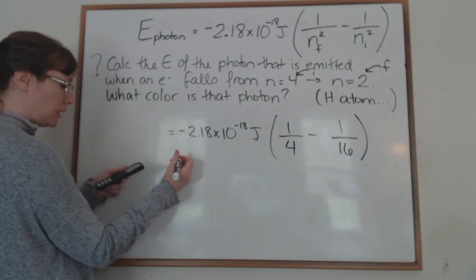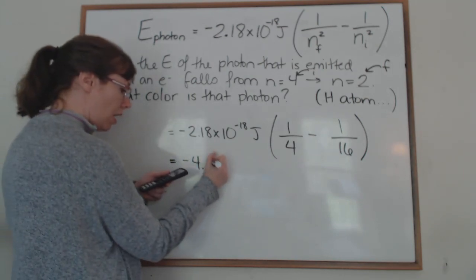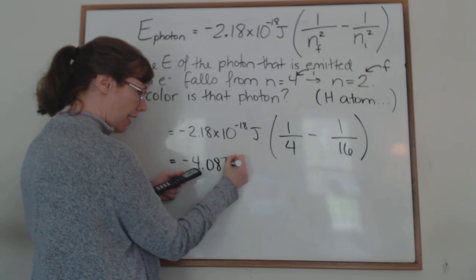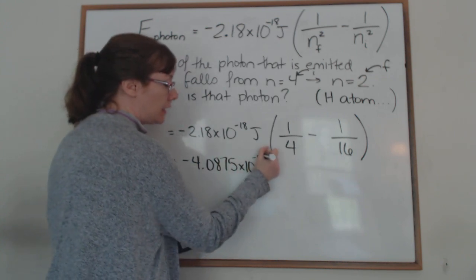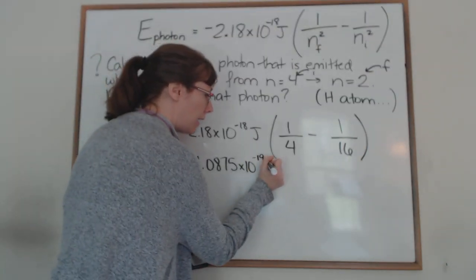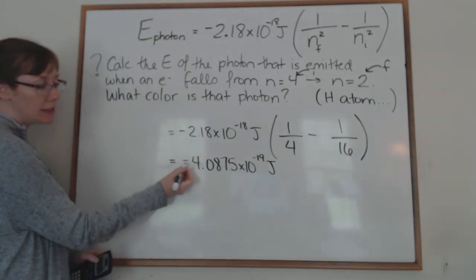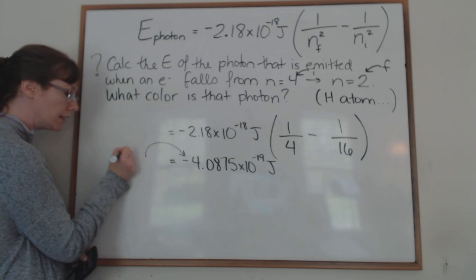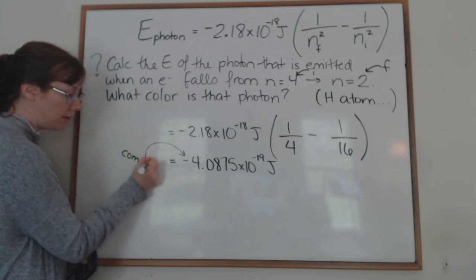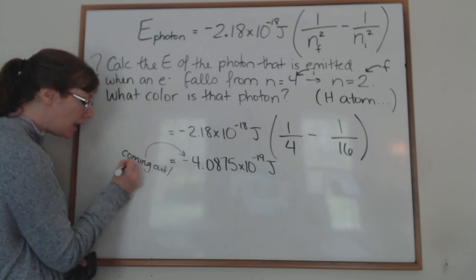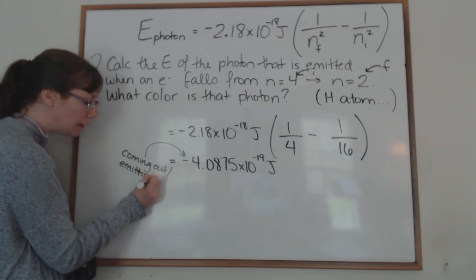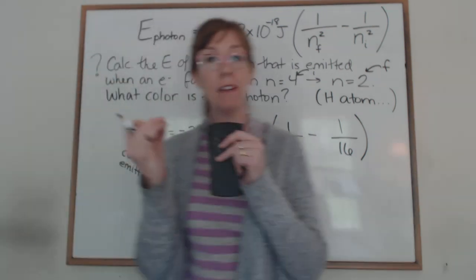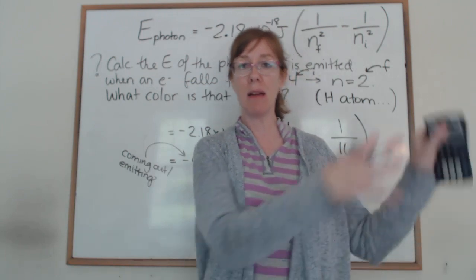And I'm getting the energy of the photon is negative 4.0875 times 10 to the negative 19th joules. Now, here's the thing. The negative is just there to tell you that the photon is coming out of the atom, or emitted. It's kind of like thermochemistry. It's just telling you the direction, just like a negative Q just means that amount of heat is coming out.